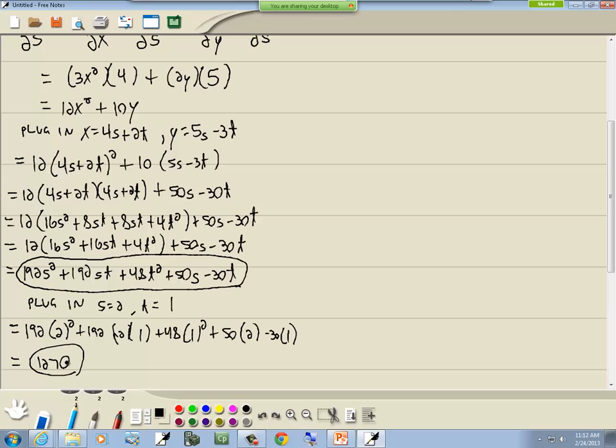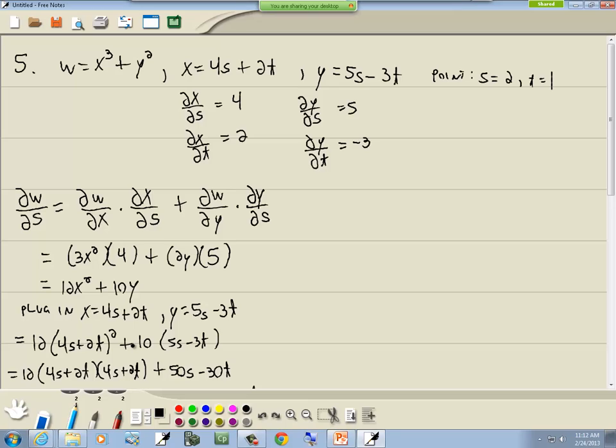So that's the second thing they were asking for. Okay, well, let's go find the other partial now. They're asking us to find the partial of w with respect to t. That's going to equal the partial of w with respect to x times the partial of x with respect to t, plus the partial of w with respect to y times the partial of y with respect to t.